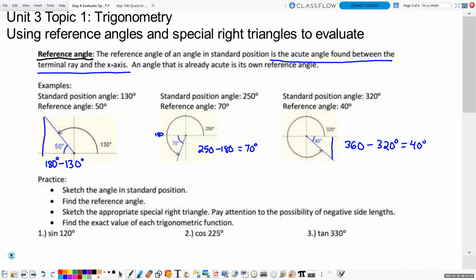All right. So this is what we are going to do. For every single problem, and if I were you, these 4 directions are going to be the directions we're going to use for 2 weeks. So I would put a star around them. We are going to sketch every angle in standard position. We are going to find the reference angle. We are going to sketch the appropriate special right triangle. We are going to pay attention to the possibility of negative side lengths. And then we are going to find the exact value of each trig function.